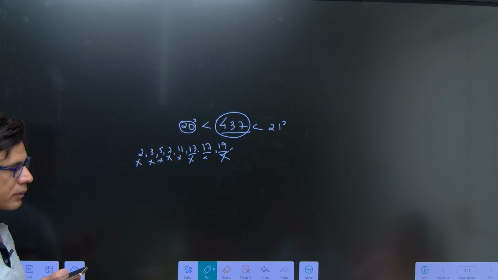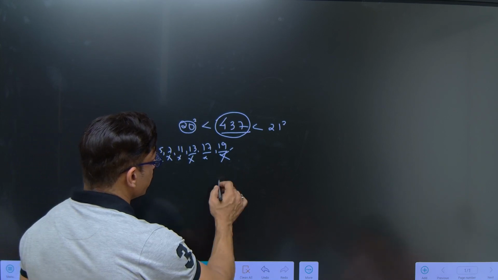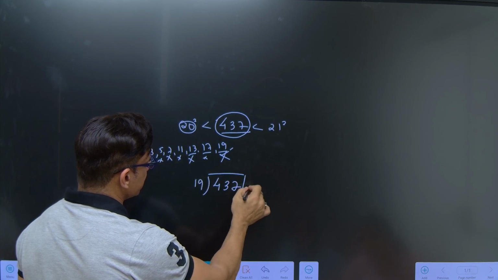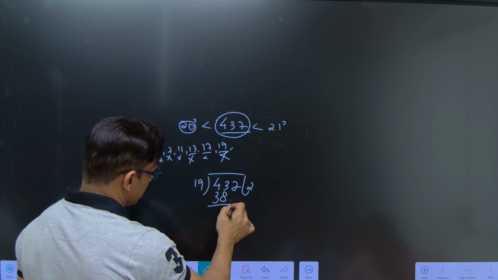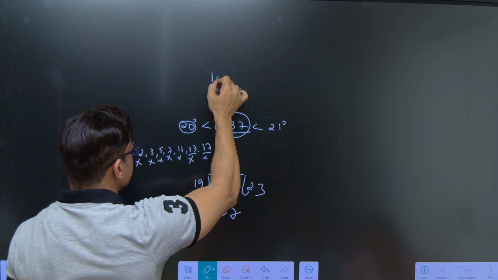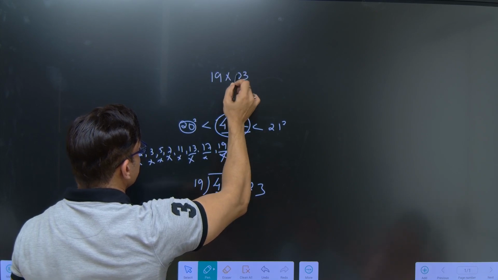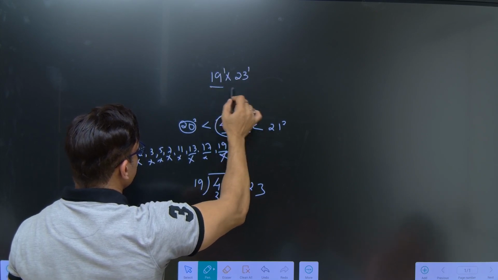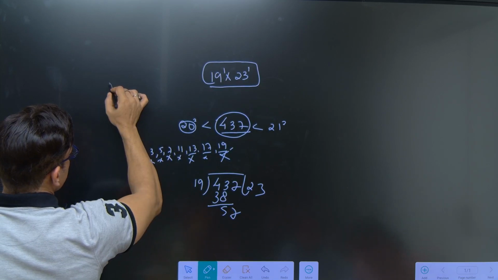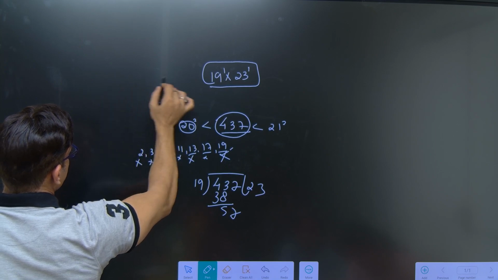4 है 19 से. चलो चेक करते हैं 437. 19 2 सा 38, 37. 19 3 हो रहा है. 437 can be written as 19 into 23. Number of factors will be 4, but sum of factors will be what?